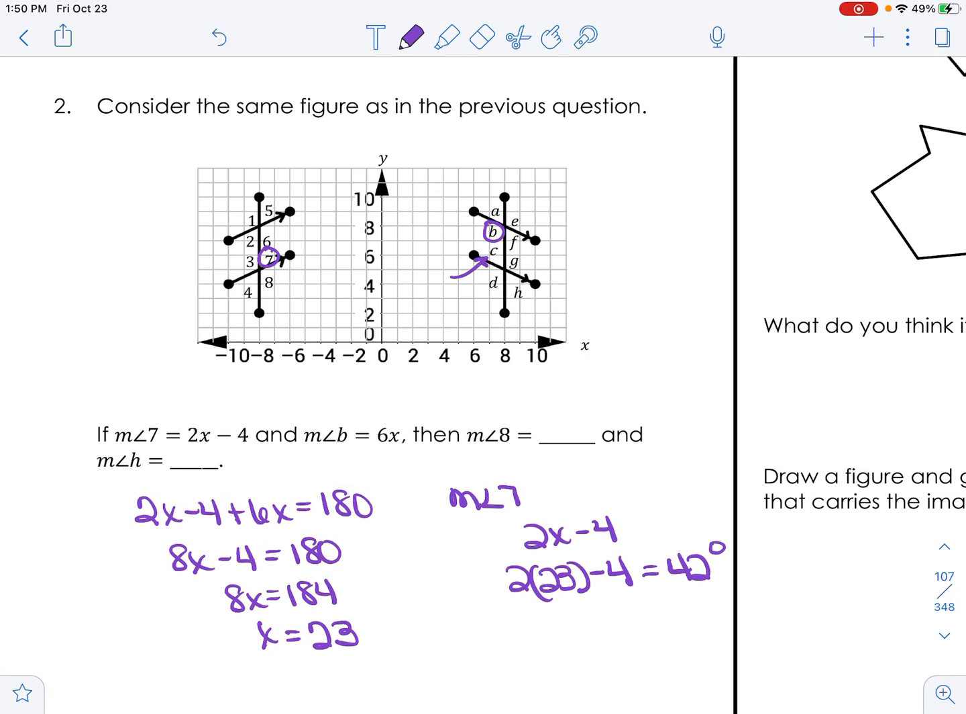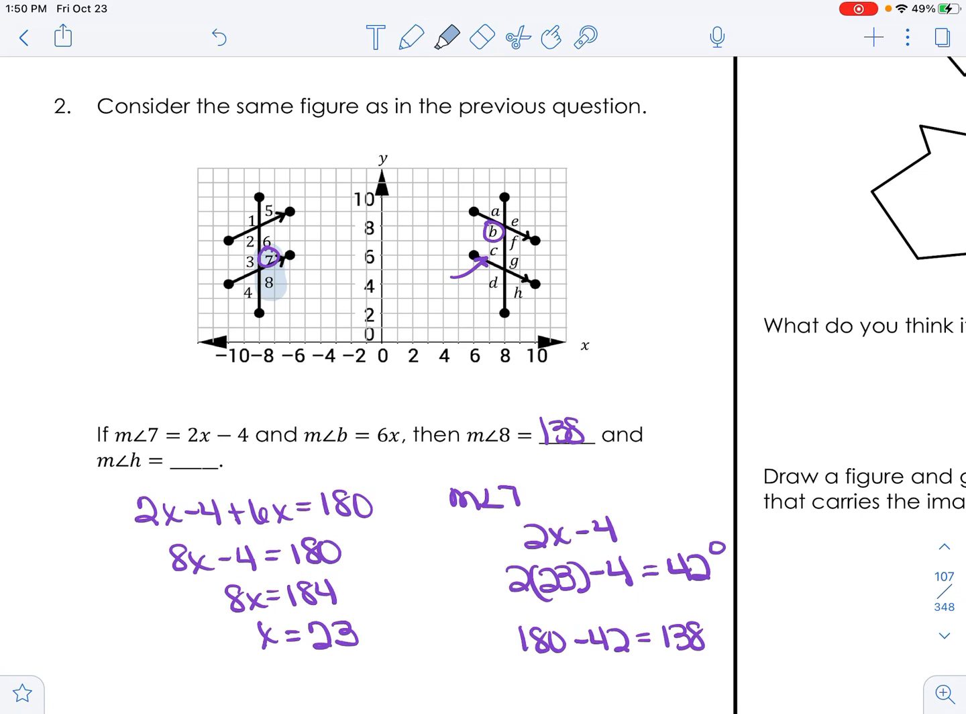Okay, and if I took 180 minus 42, and why did I do that? Because 7 and 8 are supplementary. Okay, so 180 minus 42 is going to give us 138 degrees. Again, I found the measure of 7, and I know 7 and 8 make a linear pair. They're supplementary. So I just did 180 minus 42 to do that.